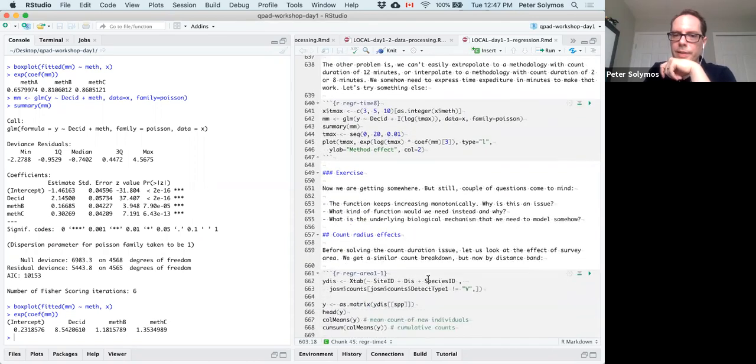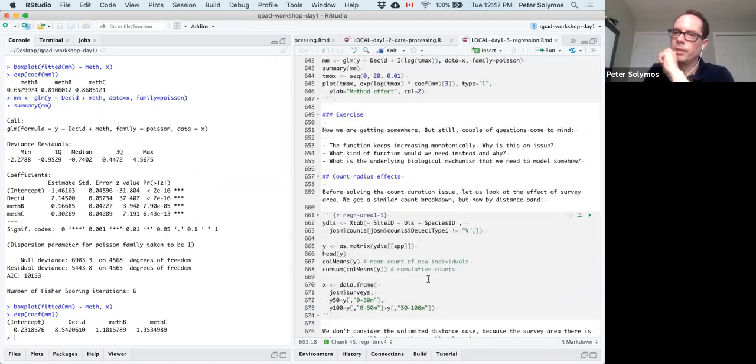So this is for time. And there's also sampling area, which, as you recall, is probably going to have more impact than time, although time was big enough. So now we can do the same with a count radius, and I'm going to just say 0 to 50 and 0 to 100. We are not going to deal with unlimited counts, and I'll explain later why.